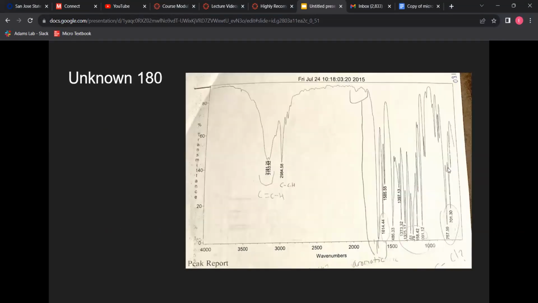For my next compound, unknown 180, again, I started looking for the presence of an aromatic ring. So I noted a strong peak around 1600 and the dips between 1800 to 2000. So from this, I was able to conclude that it is an aromatic molecule. Next, I looked again for triple bonds around 2200, nothing there. So there are no triple bonds in it.